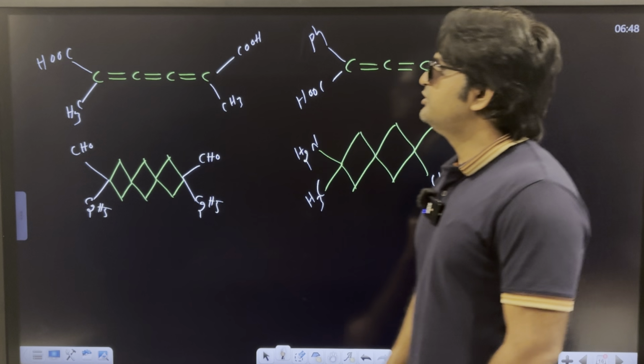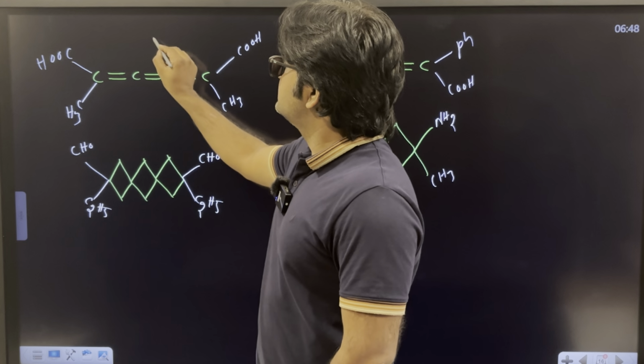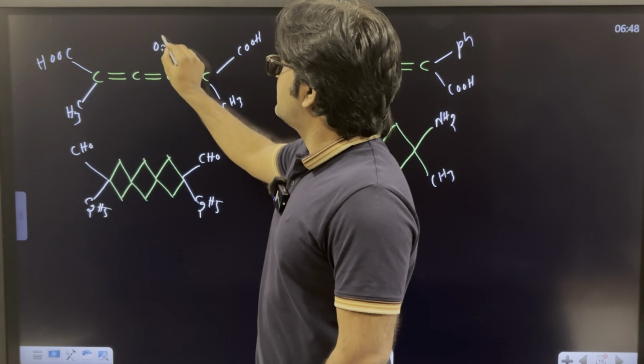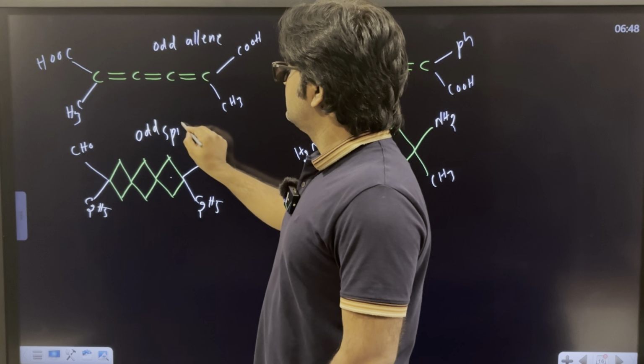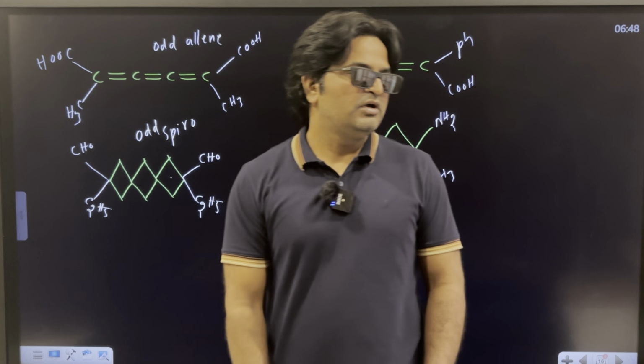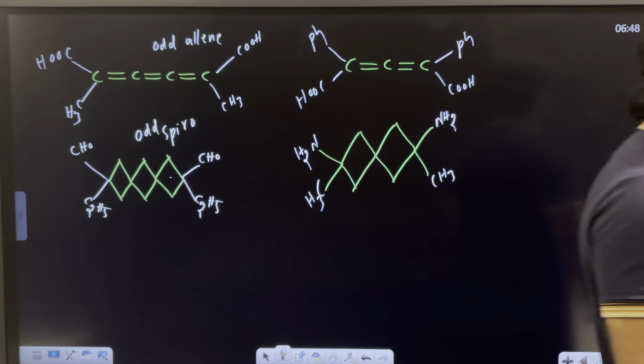First one, you tell me this point. Is the given system an even allene or an odd allene? This is an odd allene molecule. Three rings are there, so this one is an odd spiro compound. Why is geometrical isomerism possible in odd allenes and odd spiro compounds?